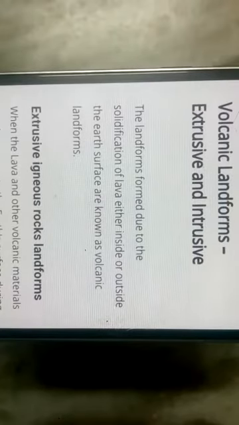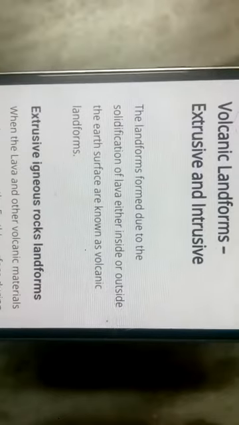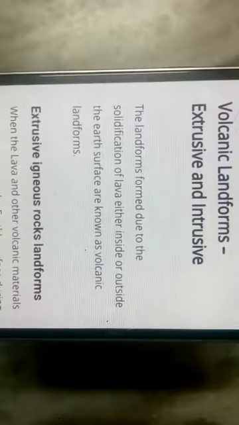So when this lava solidifies, it forms different landforms. When this lava solidifies on the earth's surface, it forms extrusive landform. But when the lava solidifies below the earth's surface, it forms different intrusive landform. So in this module, we will discuss the different extrusive volcanic landform. So let's start one by one.